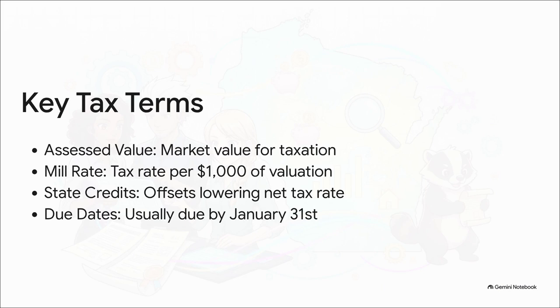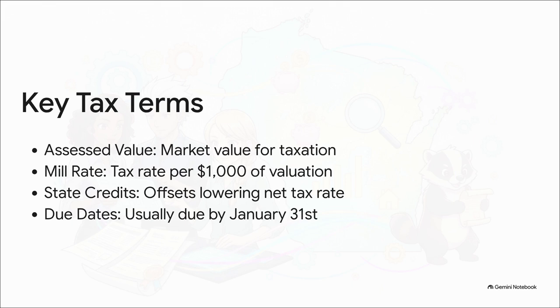Okay, so you've successfully searched the address and now you have the tax bill right there on your screen. But what are you actually looking at? A typical Wisconsin tax bill is absolutely packed with specific terms. First, there's the assessed value, which is simply what the local assessor has determined the property is worth for taxation purposes. Then you have the mill rate.